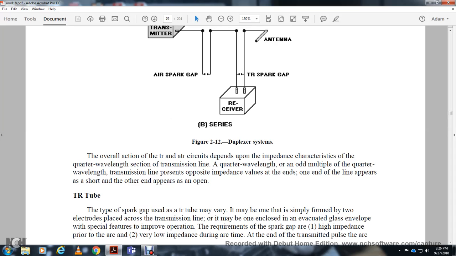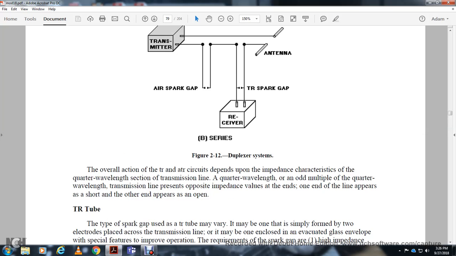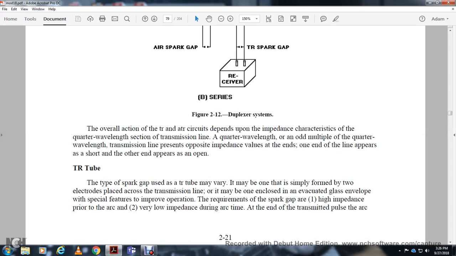The overall action of the TR and ATR circuit depends on the impedance of the connecting transmission line section, a quarter wavelength or an odd multiple of a quarter wavelength. A quarter wavelength transmission line presents the opposite of the impedance at its end: if one end of the line appears as a short, the other end appears as open.